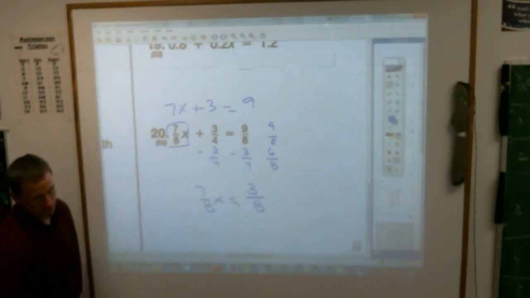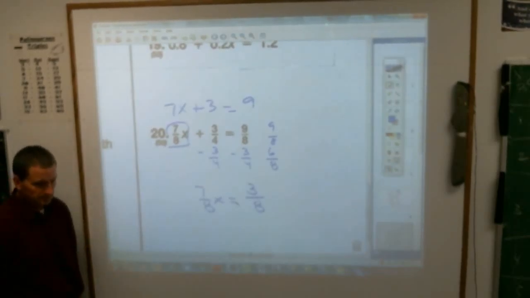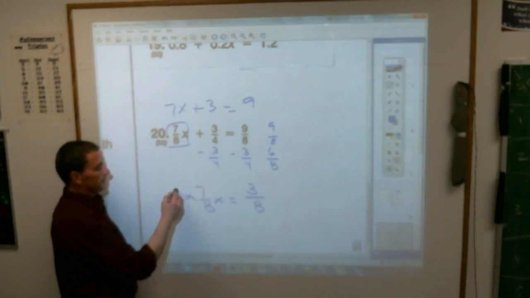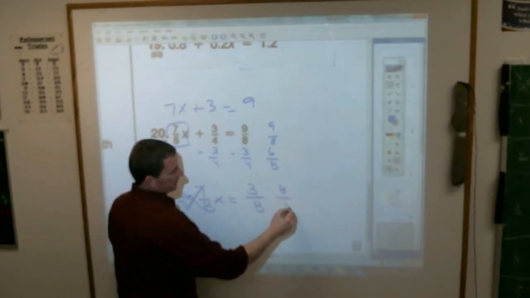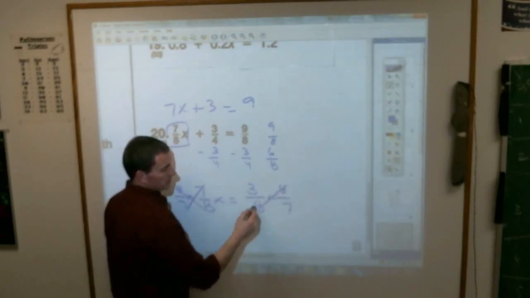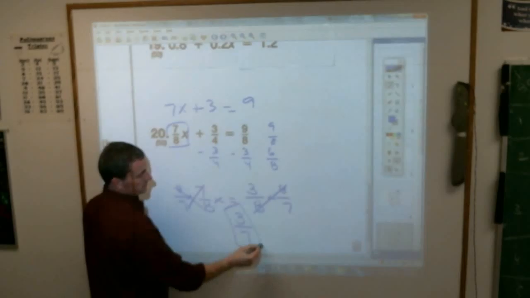And this boils down to what happens when there's a fraction in front of a letter. Multi-bazillion dollar question. Somebody help me out here. How do I get rid of it? What do I multiply? Multiply by 8/7, because that would make this cross off. Multiply by 8/7. The 8's cross off, and you're left with 3/7.